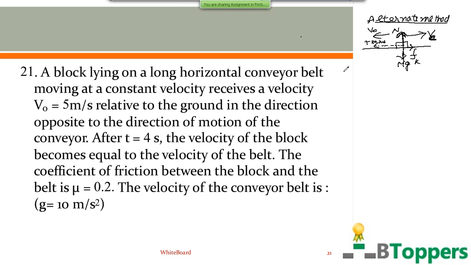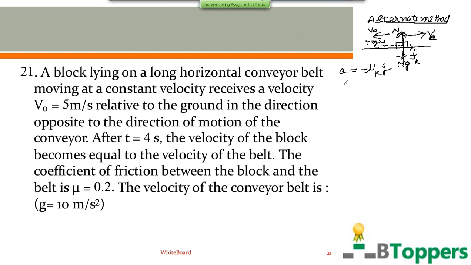Here also you have to repeat the same procedure as explained in the previous method. Here also you get the same expression a equal to minus mu k into g. The same procedure is to be repeated up to this step. Now we are solving the problem relative to the frame of reference fixed to the stationary observer on the ground, that is, with respect to the laboratory frame of reference.